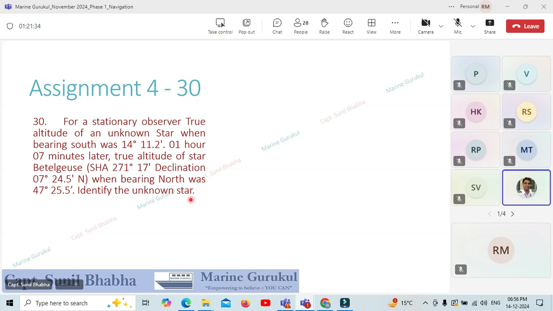So let's try to put all this information in the rational horizon diagram. At a certain point, the unknown star was bearing south. The altitude was 14 degrees 11.2 minutes. After that, the observer waited for 1 hour and 7 minutes. And after this much time, he observed that star Betelgeuse was bearing north with an altitude of 47 degrees 25.5 minutes. So we need to identify the unknown star.